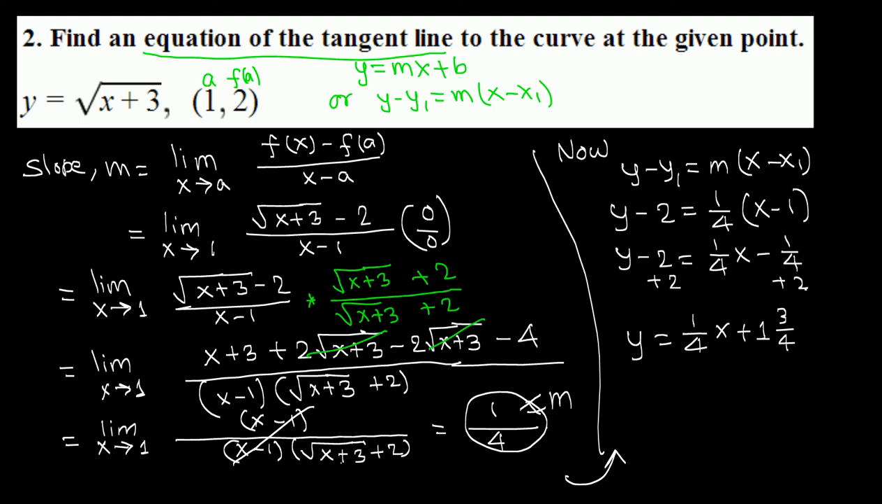2 minus a quarter is 1 and 3/4, right? 2 means 1 and 4/4, and 4/4 minus 1/4 is 3/4. So that's the final answer.